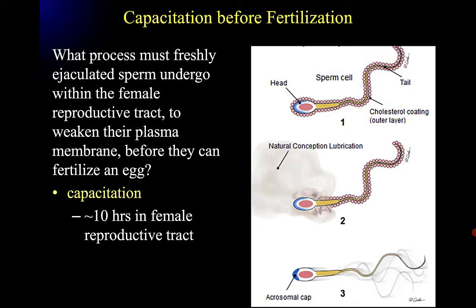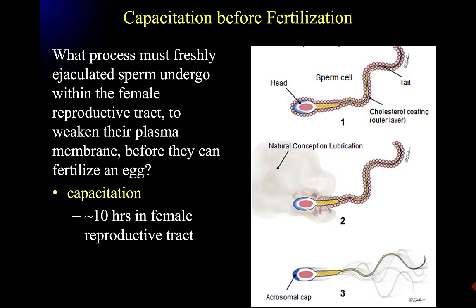This process of capacitation takes place within the female reproductive tract and involves things like removal of the outer cholesterol coating and basically this preparation for the release of this acrosomal cap we see down here, which will happen as this sperm actually burrows into the egg that it's going to fertilize. Now, of course, we do release millions of sperm and only one of them fertilizes the egg, but they do have to make their pathway there.